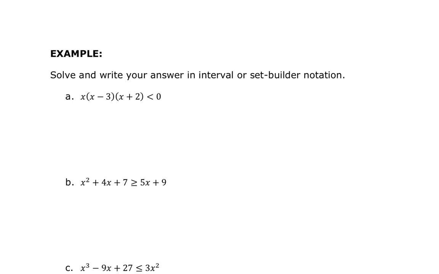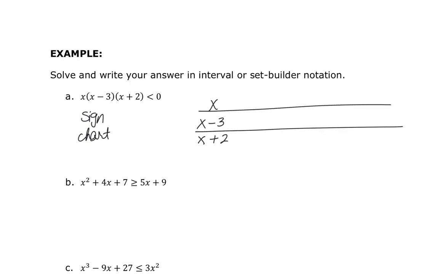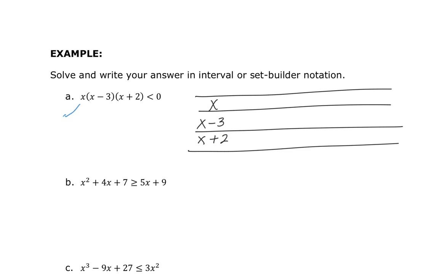If it's not factored, like b, we're going to have to factor it. Since this is already factored, I'm going to build a sign chart, S-I-G-N chart. When I build a sign chart, I take each one of those factors, once it's factored, and I put them on the left side of my sign chart. Each one of my factors, when I set them equal to 0, will tell me how to break up my sign chart. The first one produces x is equal to 0, this one produces x is equal to 3, and this one produces x is equal to -2.